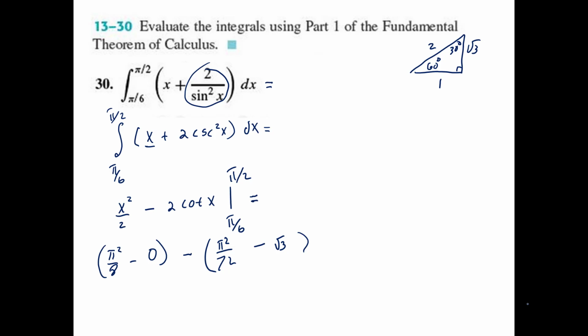And so we combine the like terms, 1/8 minus 1/72. One-ninth. So you get pi squared over 9. And then this minus gets distributed to here. That will make that a plus, square root of 3. And there you go. So let's move on.